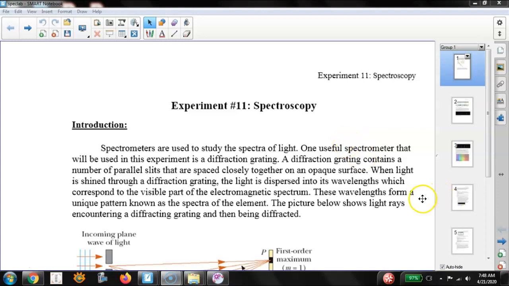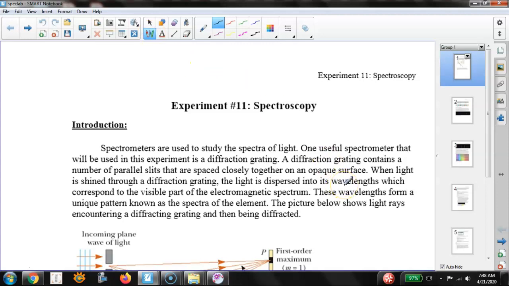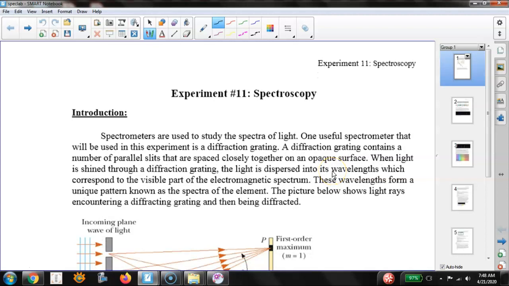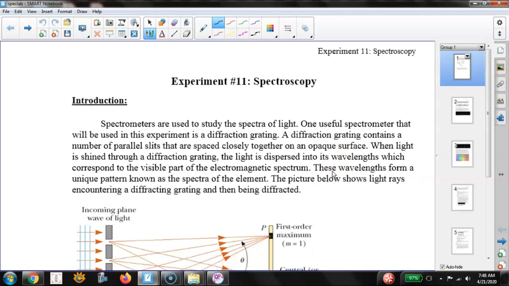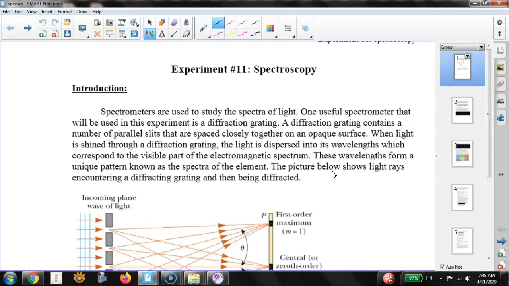I'm going to actually do my notes from here as well because I don't want to have to draw all the pictures. So here we go. You're probably familiar with spectroscopy from some of your chemistry courses. But let's just review the basics here.